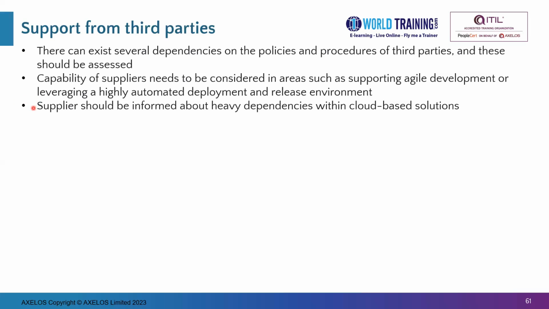Then lastly, the supplier should be informed about heavy dependencies within cloud-based solutions. This has to do with enterprise software, which is more about cloud-based solutions now. Previously, both minor and major updates to desktop software programs were planned and executed by the organization itself, following their own schedules. But nowadays, updates to cloud-based solutions can be released by the supplier automatically many times per day, and this schedule is unlikely to be under the organization's control. So if heavy dependencies are built on certain aspects of the cloud-based solutions, the supplier should be informed about it.